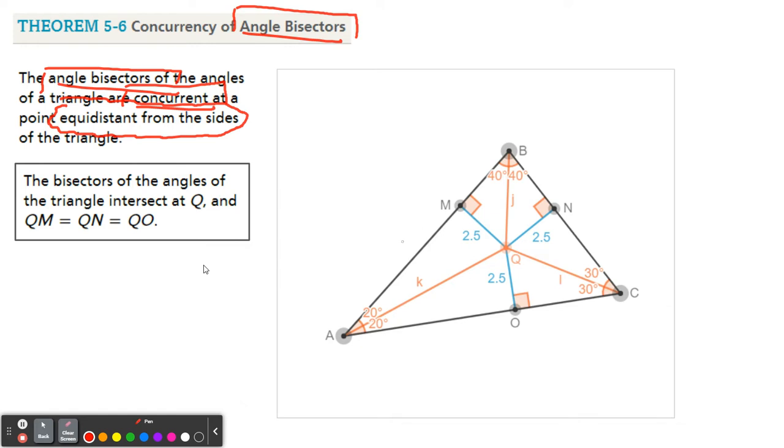So in this picture here, we have 3 angle bisectors. We have this one here, J, this one here, K, and this one here, L. So J, K, and L. You can see that it has bisected the angles. Notice that when you draw a segment from this point of concurrency perpendicular to each side, remember, equidistant, a point to a segment or a line has to be the perpendicular segment. So this length represents the distance from Q to each of these sides. Notice they're all the same, right? This is 2.5, that's 2.5, that's 2.5.